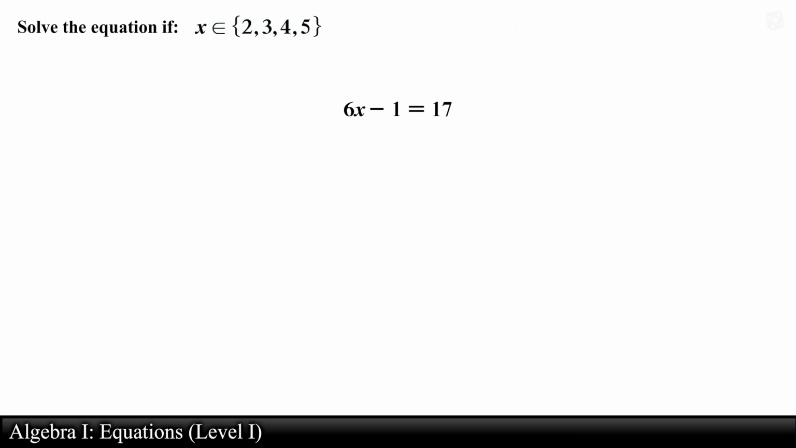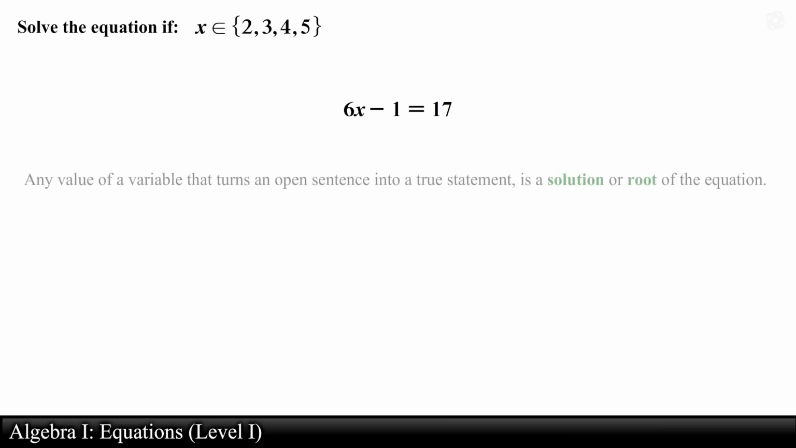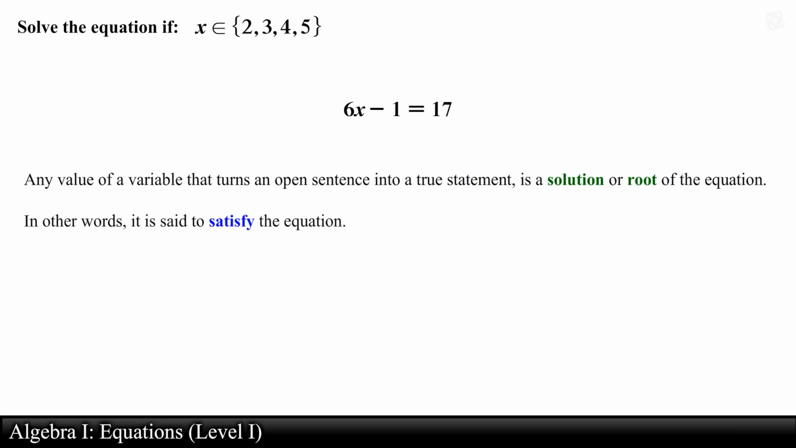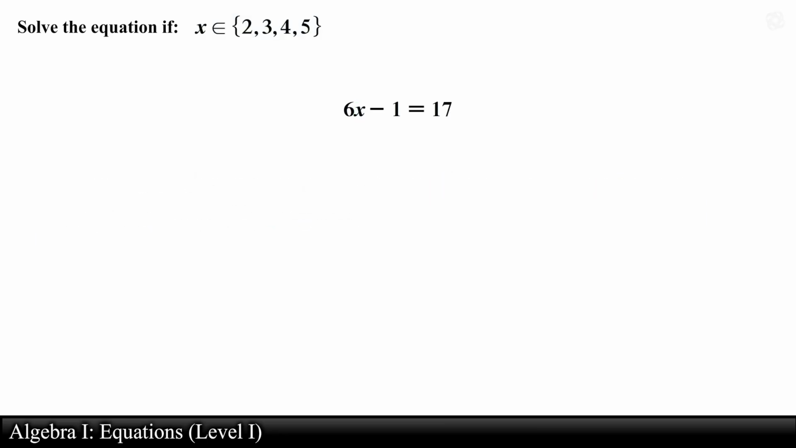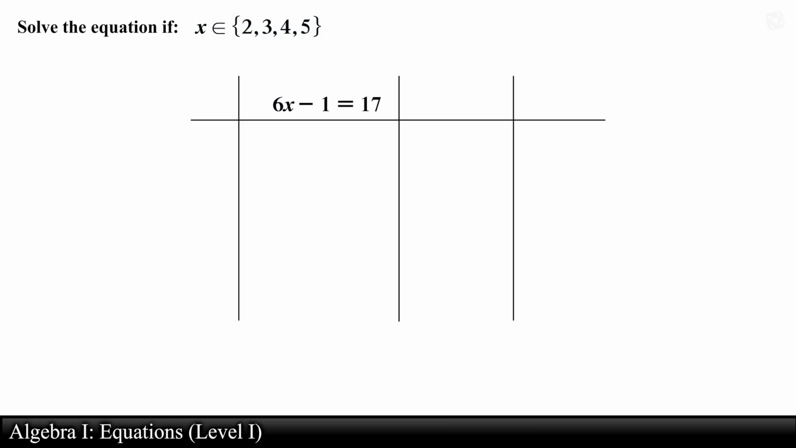The purpose of this problem is to find the solution set of the equation over a given domain. Any value of a variable that turns an open sentence, in this case the equation, into a true statement is a solution or root of the equation. In other words, it is said to satisfy the equation. So the main goal of this problem is to find the values of x from the given domain that yield a true statement. The easiest way to solve this problem is by creating a table as follows.